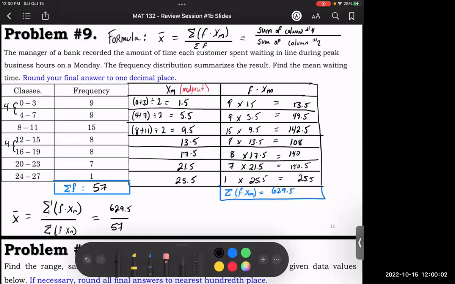That's the sum of your column 4 over the sum of column 2, which was 57. So take the top number divided by the bottom number and then round. If you do round it to 1 decimal place, what do you get? 11. Yes. Here's the tricky part with this one. If you write the number 11, unfortunately you're gonna get the problem wrong. You have to write 11.0.